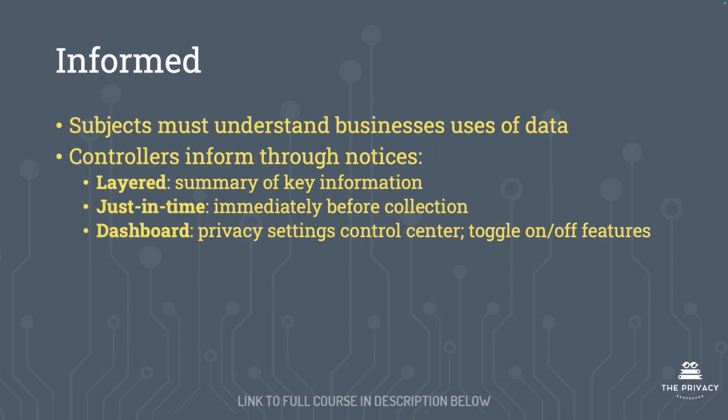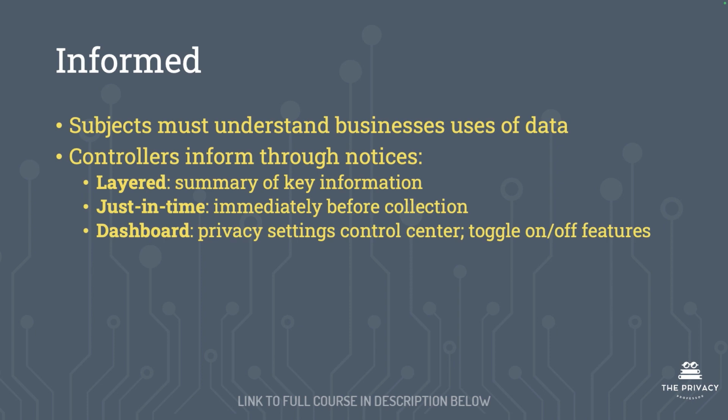Informed here means that data subjects must be informed concerning the collection and processing of their data. Data subjects must understand businesses' use of their data, and controllers can inform subjects through notices. Three examples of notices in the GDPR are layered notices, just-in-time notices, and privacy dashboards.